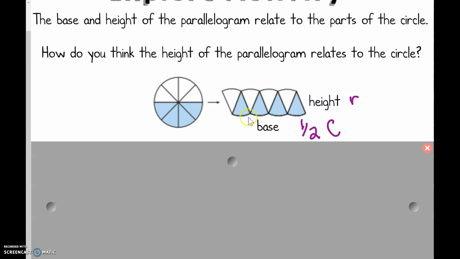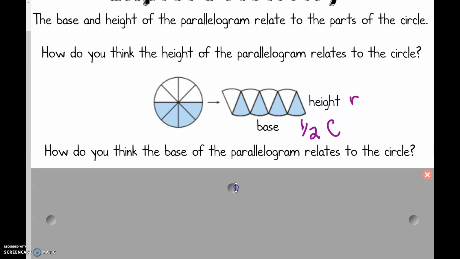And so we're noticing the base of the parallelogram, because we know for a parallelogram it's base times height for the area. Well, the base of the parallelogram is the same as half the circumference, and then the height is the same as the radius of the circle. Okay, so we're going to use that idea to come up with our formula.